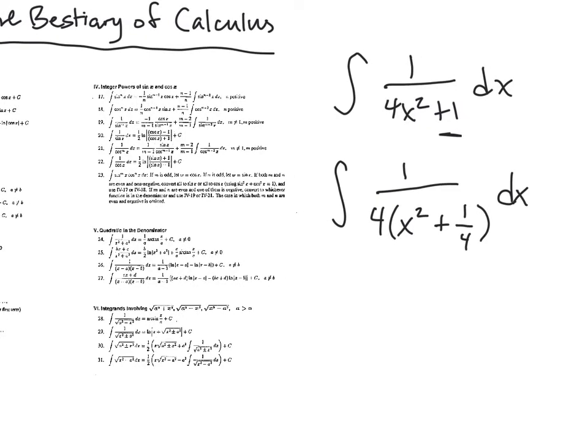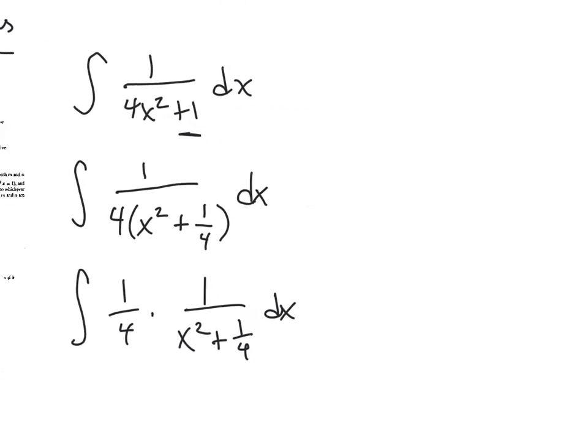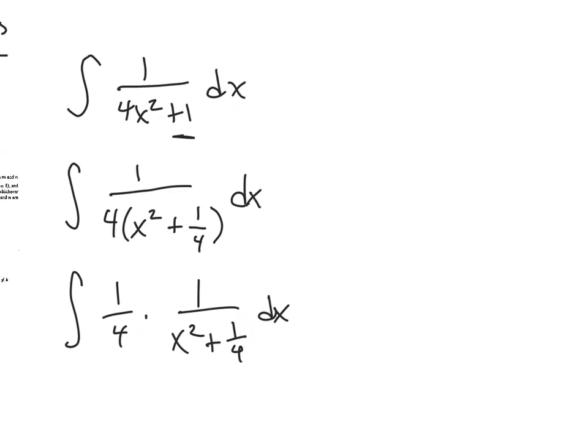Now, does that look anything like what we have in this table here? It's starting to look a little bit like number 24 here. The only issue is that I have a factor of 4, so I'm going to take care of that by moving it outside of the integral. I can rethink this as 1/4 times 1 over x squared plus 1/4 dx, and then move that factor of 1/4 outside the integral entirely. Make sure I put equal signs here because all these are equal to each other. So now I've got 1/4 times the integral of 1 over x squared plus 1/4 dx.